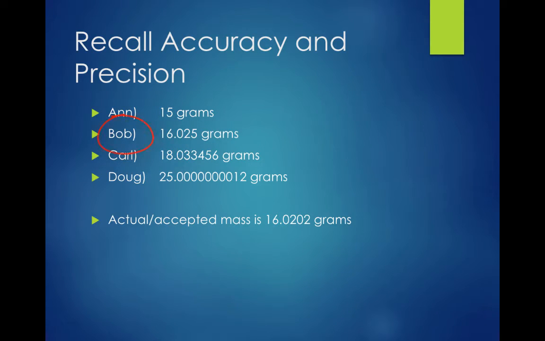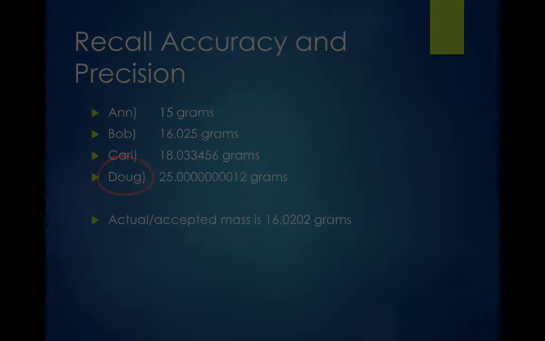Bob was the most accurate as his measurement was the closest to the actual or accepted mass. Who was most precise? This may surprise you, but Doug was the most precise because even though he was not accurate, he measured to the most decimal places, making him the most precise.